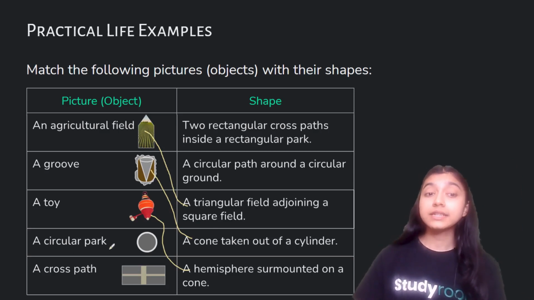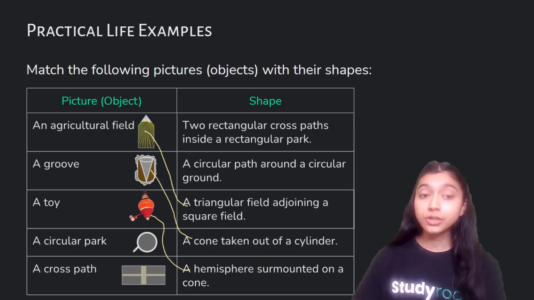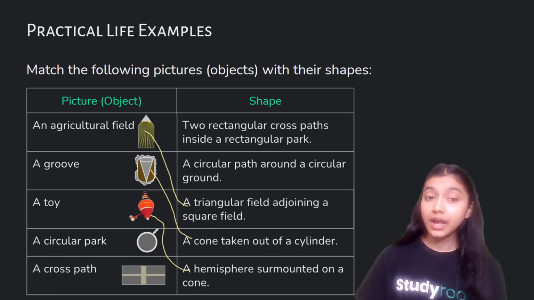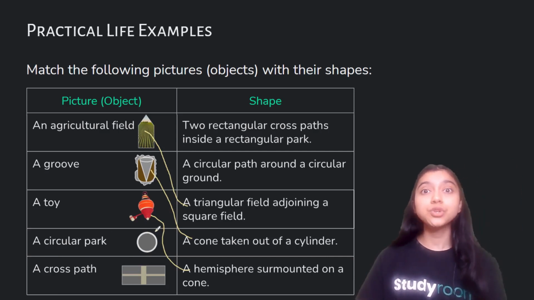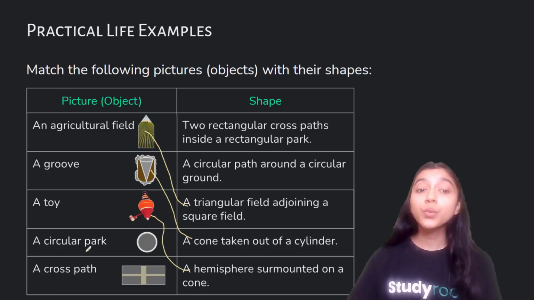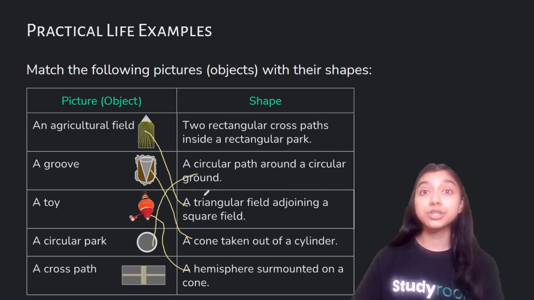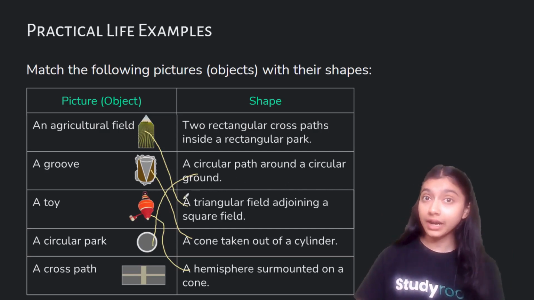Now, what is this? This is a circular path, and it looks like there is a ground and then there is a circular path which is surrounding the ground. So, we will match the circular path with a circular path which is surrounding a circular ground.